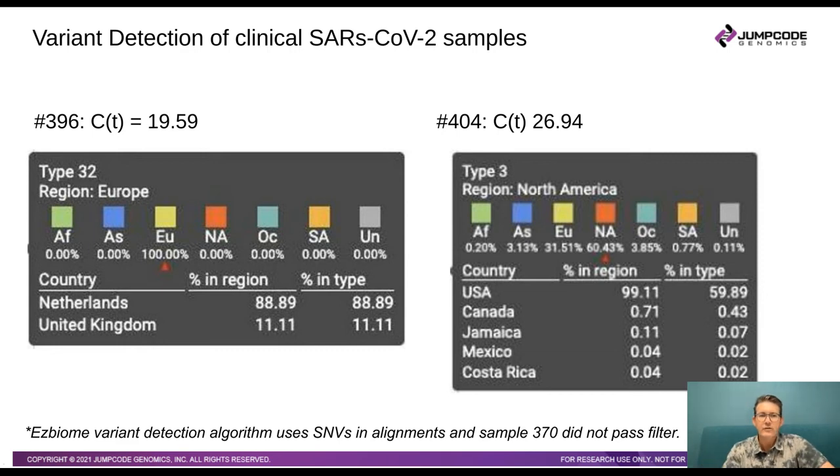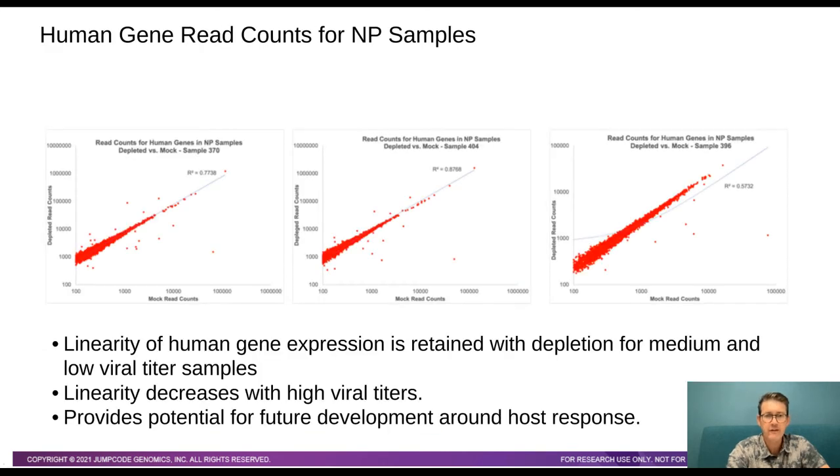It uses single nucleotide variants in the alignments, and sample 370 simply did not have enough in there to pass the filter. However, we're continuing to improve our methodology and increase the sequencing depth slightly from 28 million reads, and we fully expect that we'll be able to detect the variants and the single nucleotide variants of that COVID genome in that sample in the future.